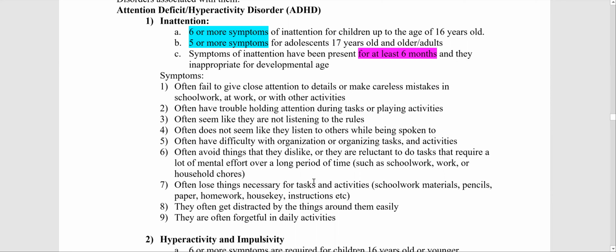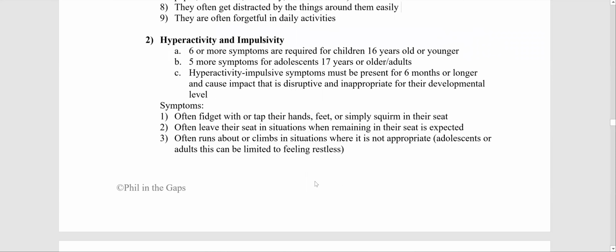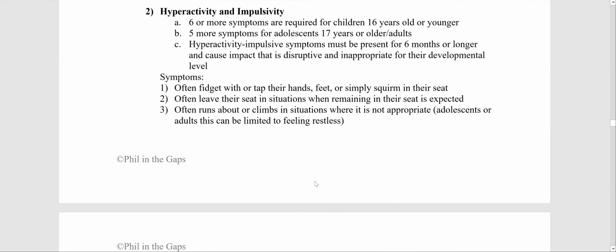So that's our inattention type. And one that is very closely related, and has a mixed presentation for some people, is the hyperactivity and impulsivity subtype. The number of symptoms is the same for both: 6 or more symptoms for 16 years old or younger, or 5 or more symptoms for adolescents 17 years or older and adults.